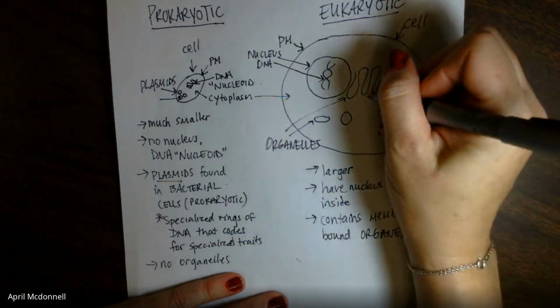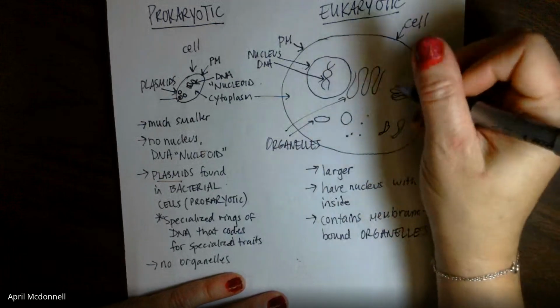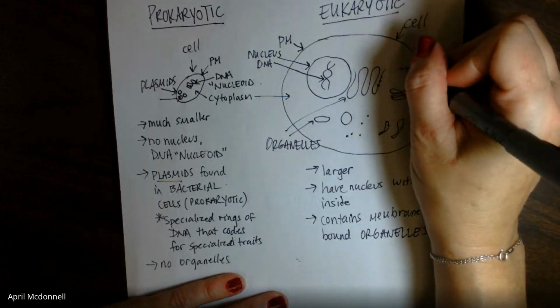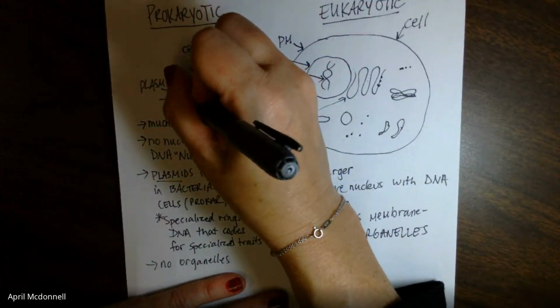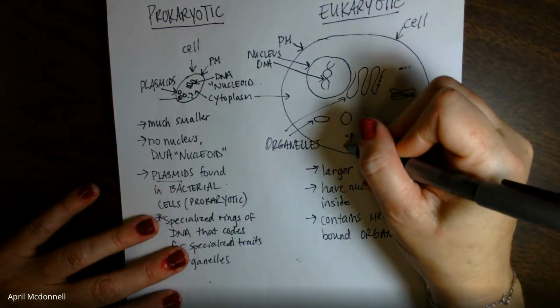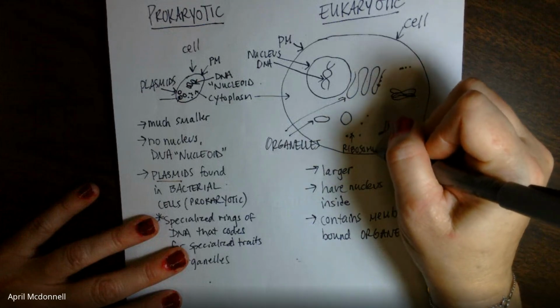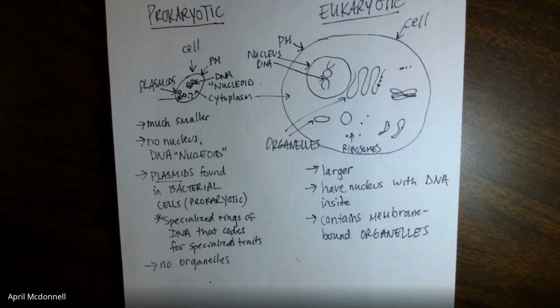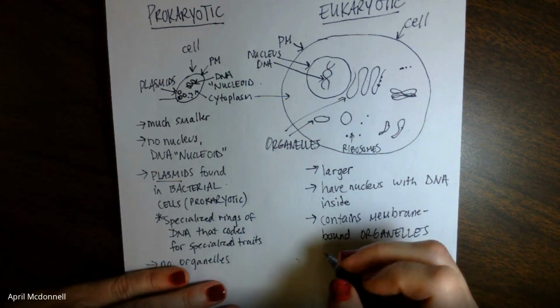I will go ahead and draw some dots indicating ribosomes inside of both cells, since both cells have ribosomes. If you look at both types of cells, based on the notes that we have written so far, hopefully you will understand that the eukaryotic cell has a lot more structures inside of it. This is going to end up making the eukaryotic cell more complex.